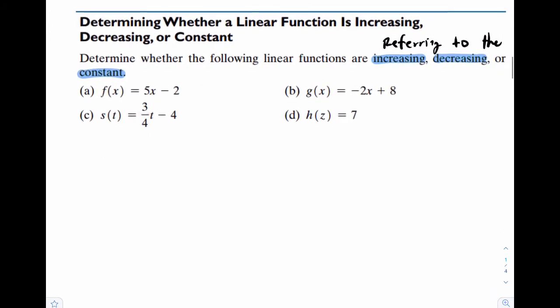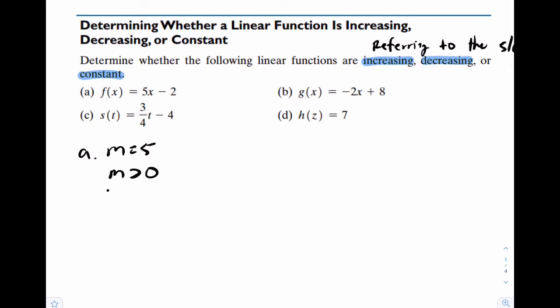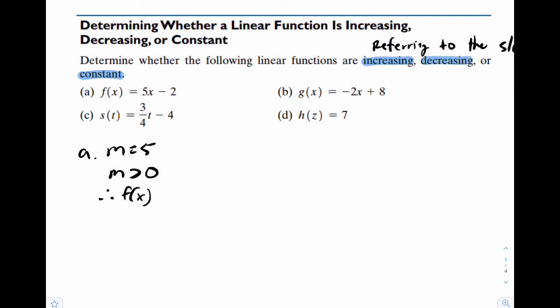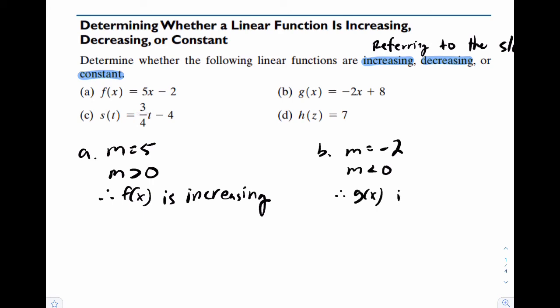So for A, we're going to write m = 5. So I can see that the slope is 5. And then we're going to write, that's a positive number. Therefore, the function f of x is increasing. So that's how you're going to answer these questions. So for B, we can see m is -2. That's less than 0. Therefore, your function g of x is decreasing.